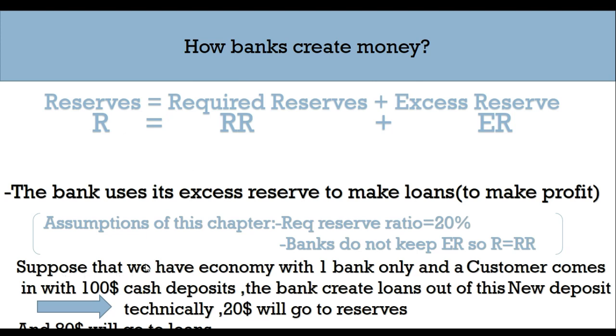So suppose that we have an economy with only one bank and a customer comes in with a $100 cash deposit. Technically, according to our assumptions, 20% of it should go to the required reserve, and the other part should go to the excess reserve to issue loans and buy bonds. So technically $20 will go to reserves and $80 will go to loans or buying bonds.